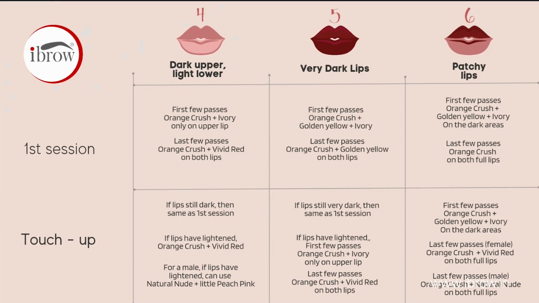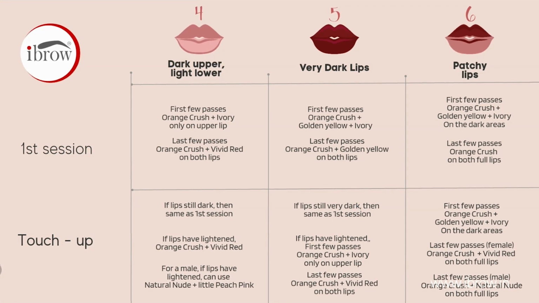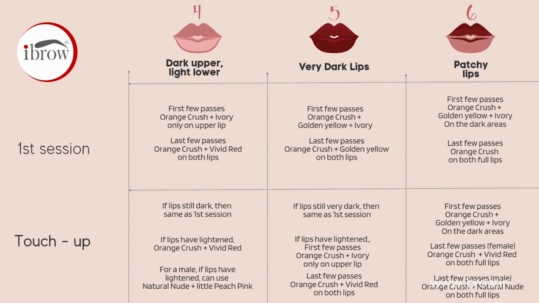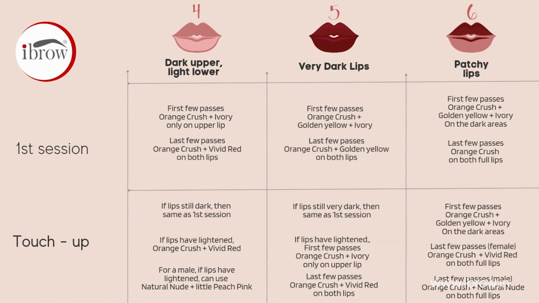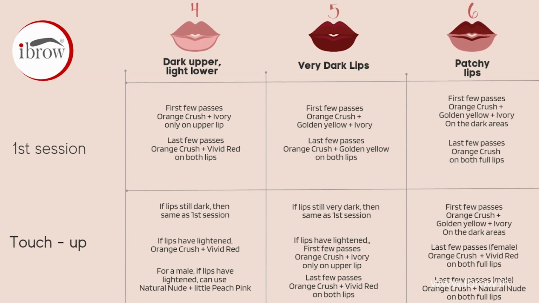Just skip Ivory. Ivory we are doing in the first few passes to create opacity so that your yellow plus orange will be seen. At the time of touch up, if the lips are still very dark, then you can use the same color combination that you have used in the first session. However, if the lips have lightened to an extent, then they become like lip type number 3. From very dark, they have gone to being uniformly dark.